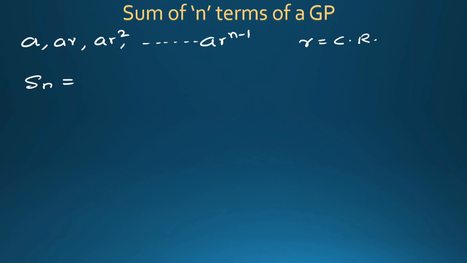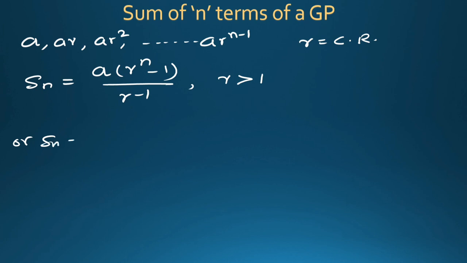So if r is greater than 1, then the sum of n terms will be a times r to the power n minus 1 divided by r minus 1. Or it can be Sn is equal to a times 1 minus r to the power n divided by 1 minus r. This will be the formula when r is less than 1.